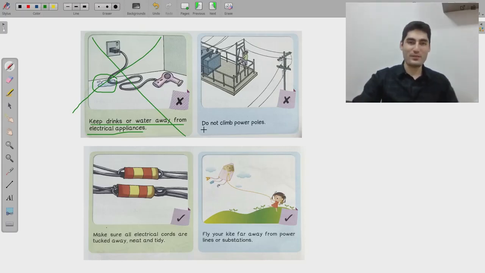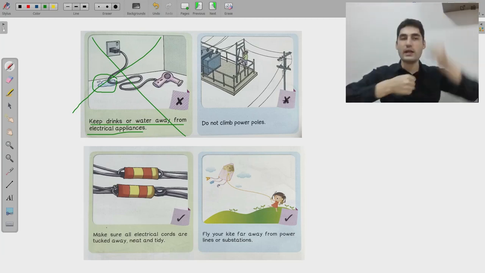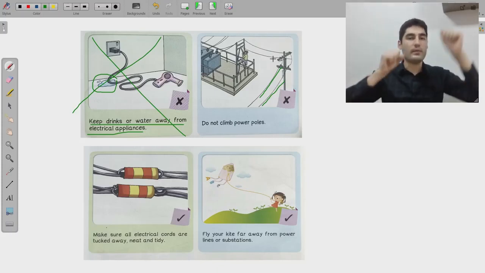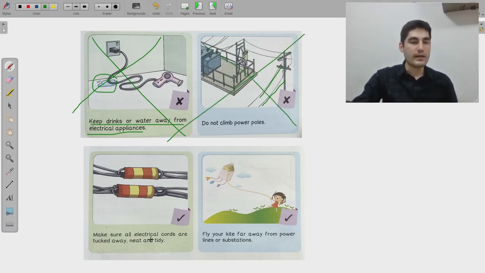Next one is do not climb power poles. Power poles, remember, like this. Do not climb, guys. Don't try to climb because these cables have a lot of energy, like electricity, right? Don't climb. If you touch accidentally, it is really dangerous. Don't do that.